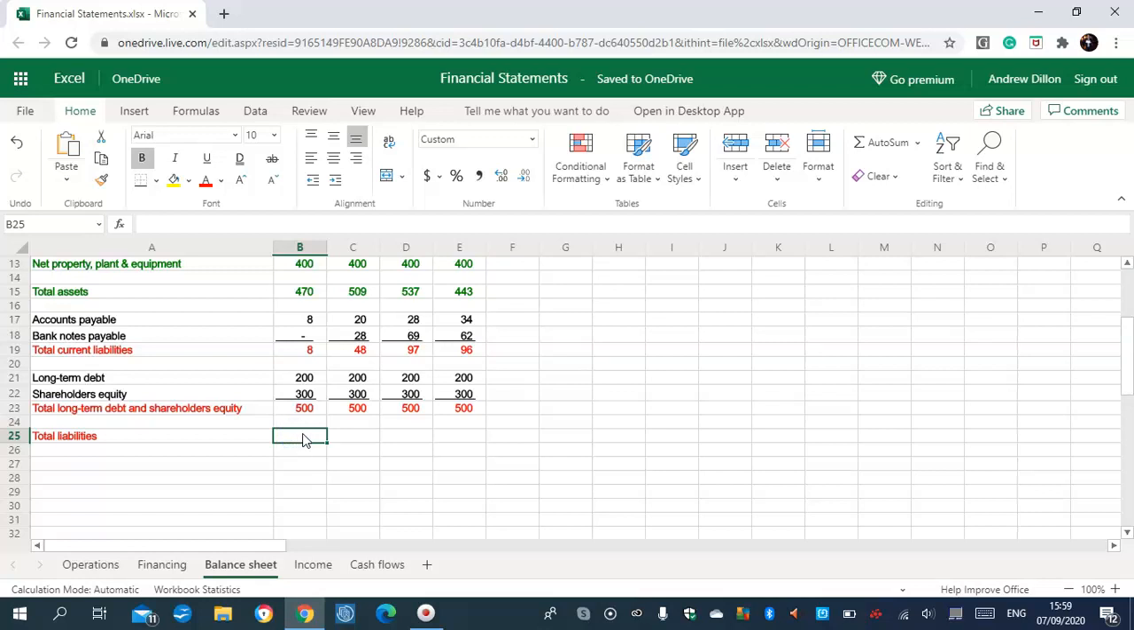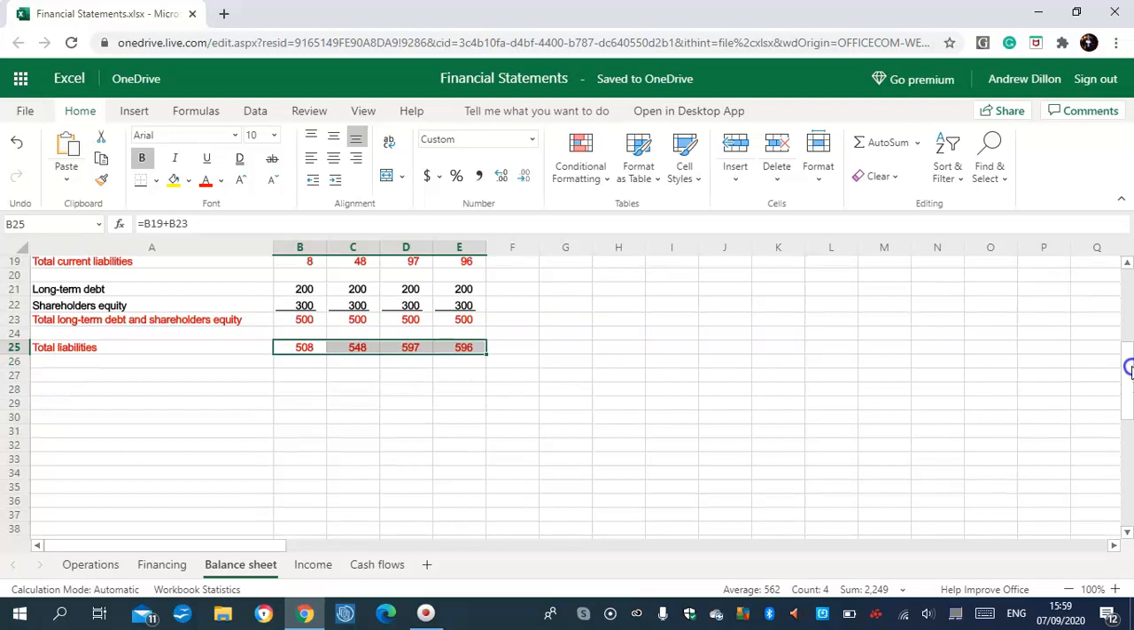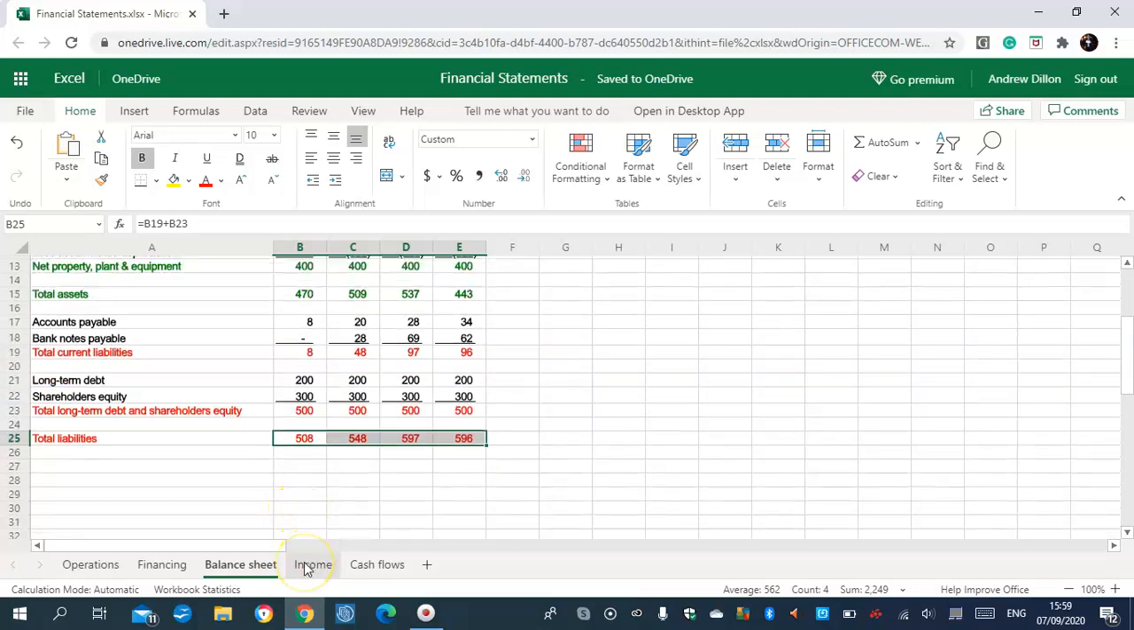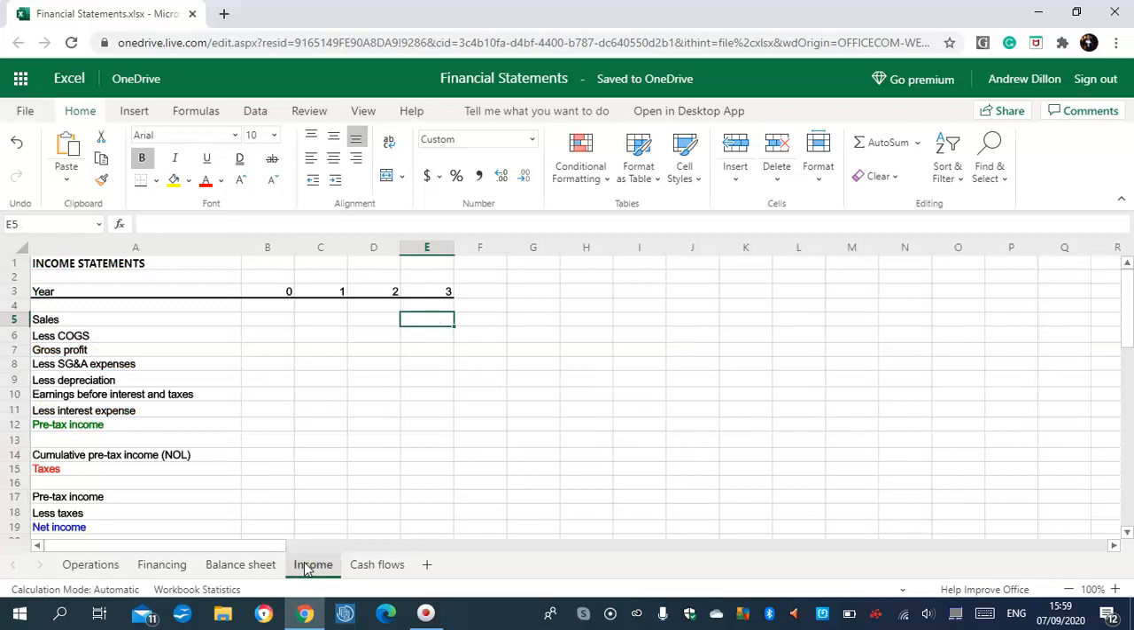Okay, now we're on the total liabilities. Total current liabilities plus total long-term debt and shareholders' equity. Yeah, that's the balance sheet completely finished. Next sheet is going to be the income statement, and calculates the sales on the income statement sheet.